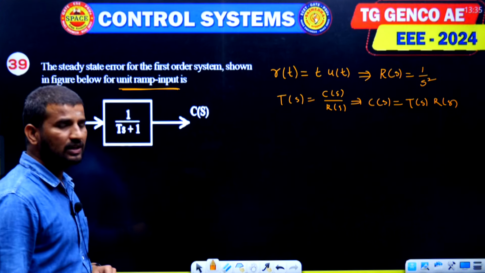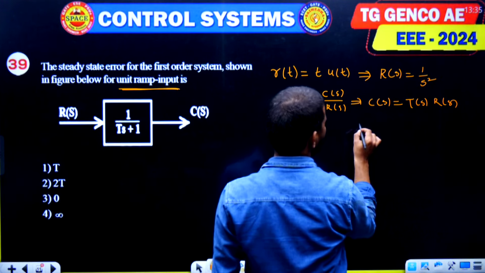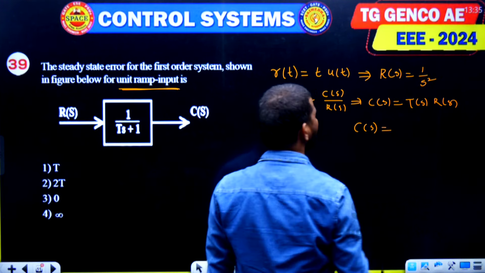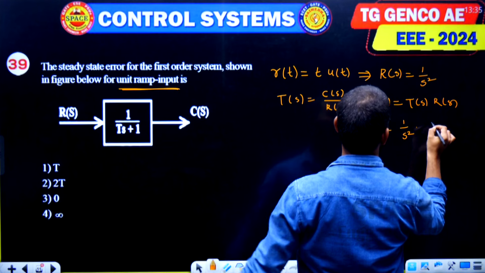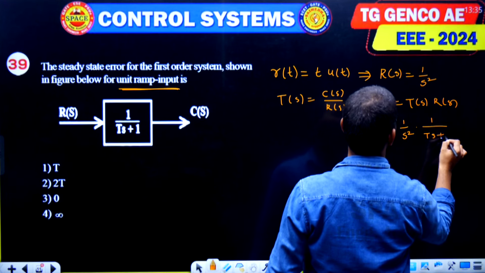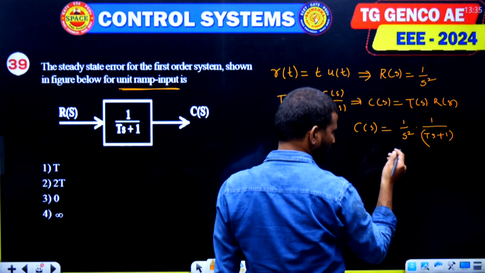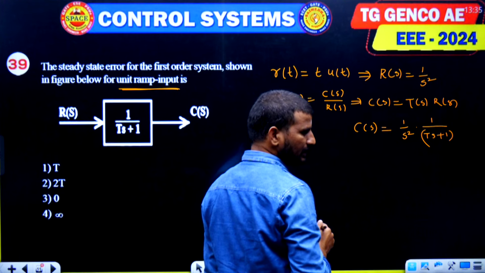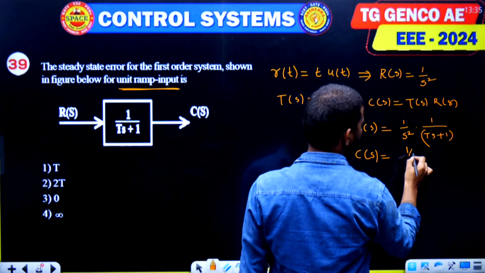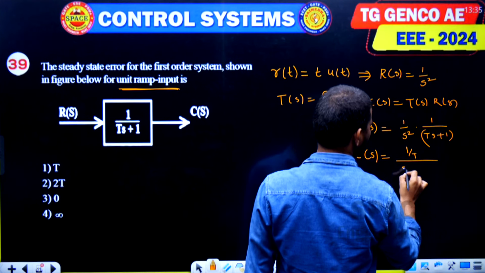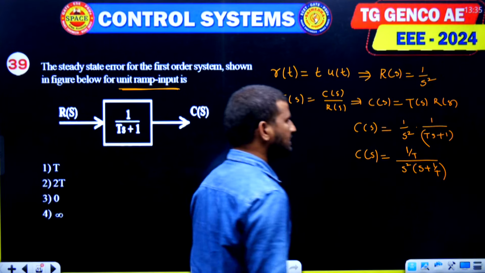Generally we write tau S plus 1, but anyway here it is given as T S plus 1, so we follow that. So if we write it, C of S will be 1 by S square into 1 by T S plus 1. We can write a slightly simplified version by taking the T common. Then C of S is equal to 1 by t divided by S square into S plus 1 by t.